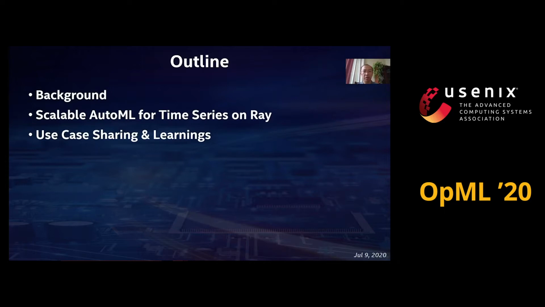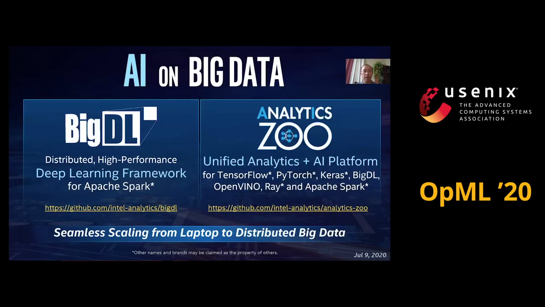So first, the background. Analytics Zoo is an open source data analytics and AI platform. At Intel, we have been working for a very long time to bring AI to distributed big data. So previously, we have built an open source BigDL, which is a distributed deep learning framework for Apache Spark. The users can write their new big data and deep learning applications using BigDL, just like any standard Spark application.